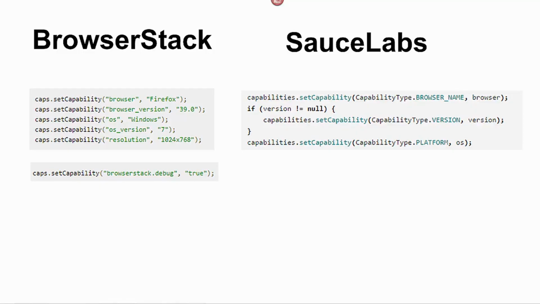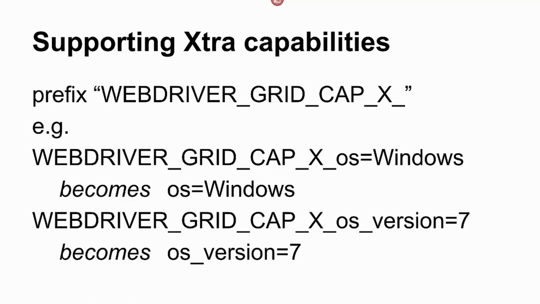Just to recap, you can see that we supported all the configuration that SauceLabs needed: the browser name, the version, and the platform. BrowserStack uses the browser and the version, but not the platform. We need to set the OS and the OS version and the BrowserStack debug capability. I'm going to do this by creating environment variables or properties that have a prefix of WebDriver_grid_cap_X. So that's WebDriver grid capability X, essentially. And this will be followed by the actual name of the capability we want to set, and the value will be the value we want to set.